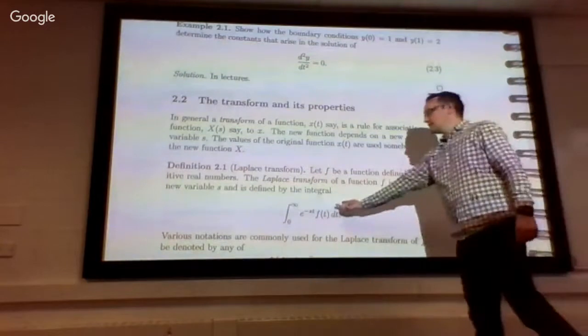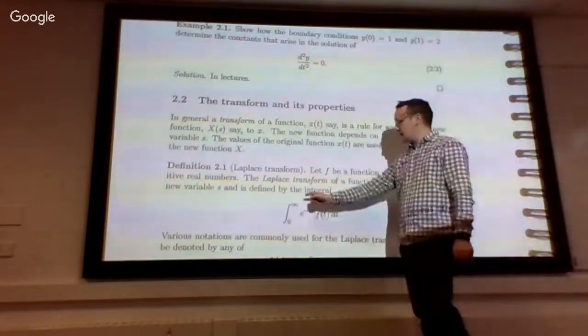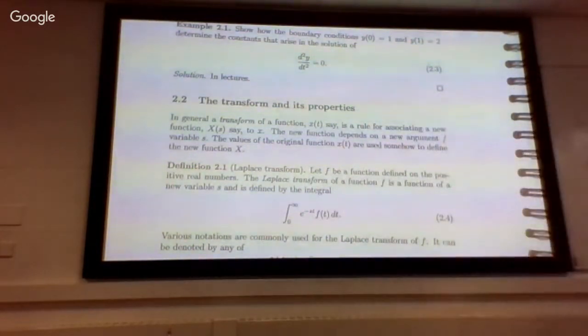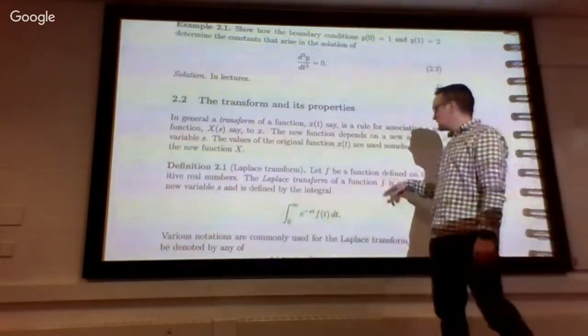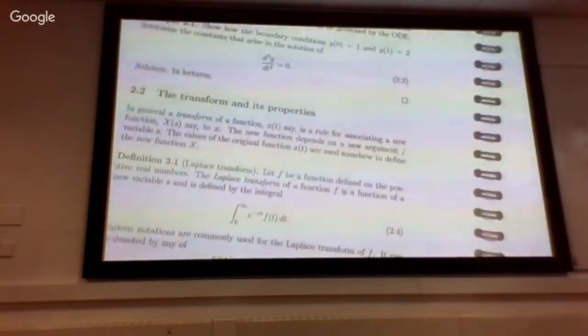So you stick in a function little f of t, you get out of it a function which is the value of that integral. And it depends on the quantity s. Typically, sometimes we denote this with a capital F of s, or we want to indicate the process, we write script L, curly L of f, curly L of little f. Or sometimes, especially when you're working by hand, it's denoted quite minimally by simply a little f bar. Little f with a bar across the top of it.